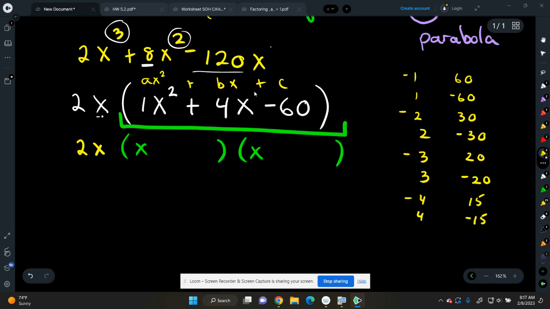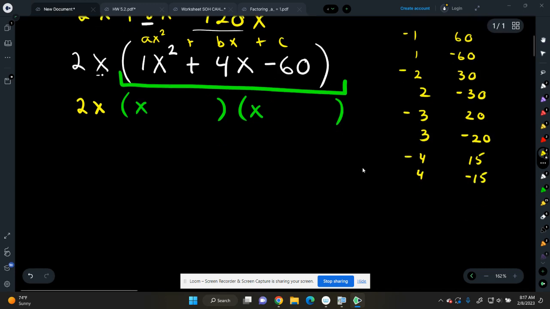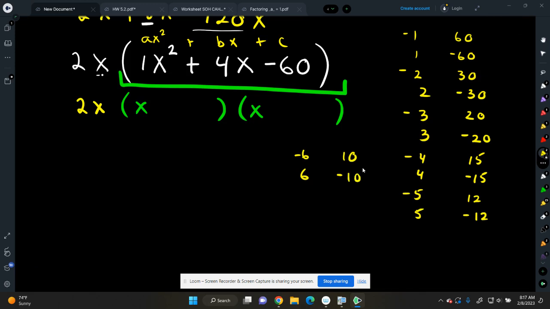Okay. How about 5? Does that go into 60? Okay, 5 and 12. Yeah. How about 6? Yeah. Okay, 6 and 10. I'm just going to keep going through the numbers to check them. 7, 8, 9, 10, but I already have the 10 listed.